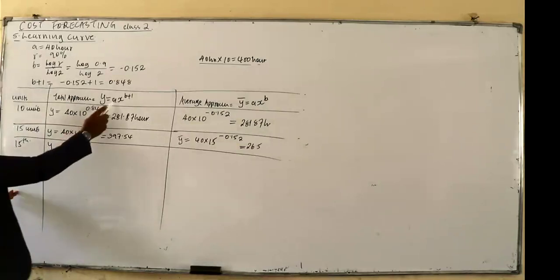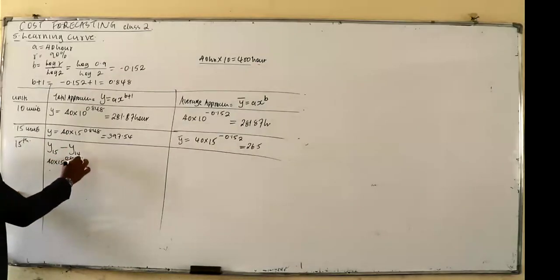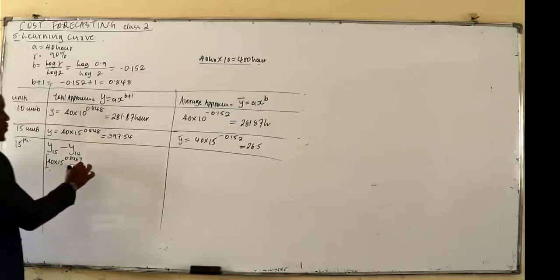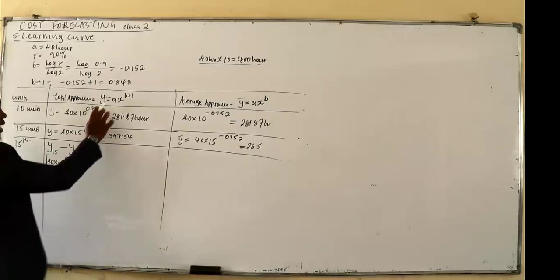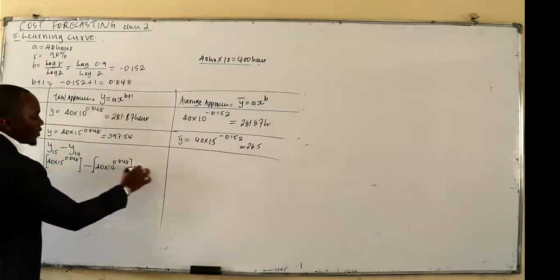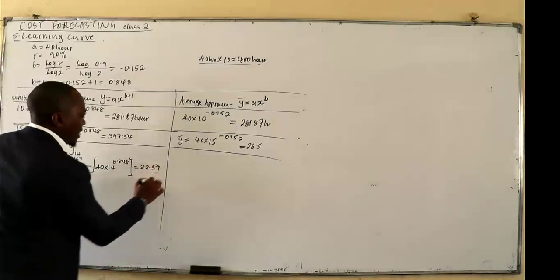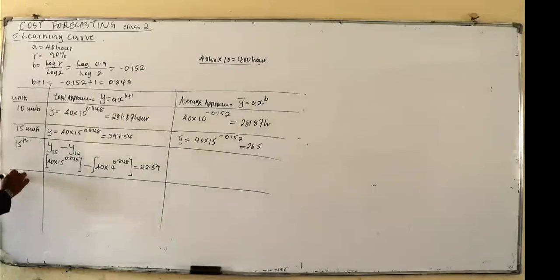So to make the 15, A does not change. So it will be 14 x 15 raised to power b plus 1, which is 0.848, of which you get 397.54. Then you minus the total time to make the first 14. So A does not change, it's 40. X, now our X is 14, raised to power 0.848. Now give me that. You're getting? It can't be. That is the difference between the two. 22.59. What if we want the time taken to make the 10th unit?